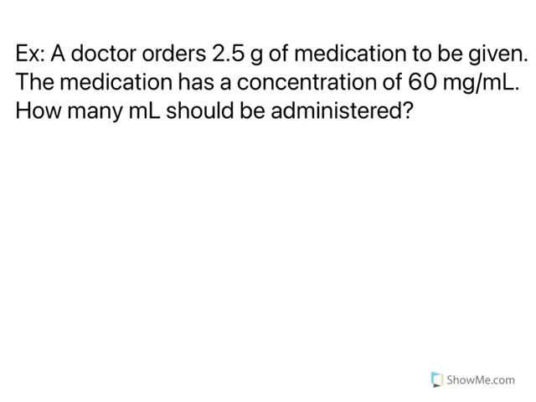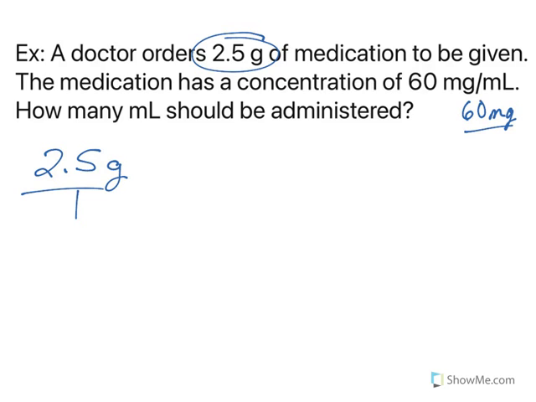Let's do another one. A doctor orders 2.5 grams of medication to be given. The medication has a concentration of 60 milligrams per milliliter. How many milliliters should be administered? Okay, so there's a couple ways you can do this. The big one is saying, okay, I know what I need: 2.5 grams of medication, but 60 milligrams per milliliter means I really need milligrams. Well, how do I go from grams to milligrams? You can do this 2 different ways.